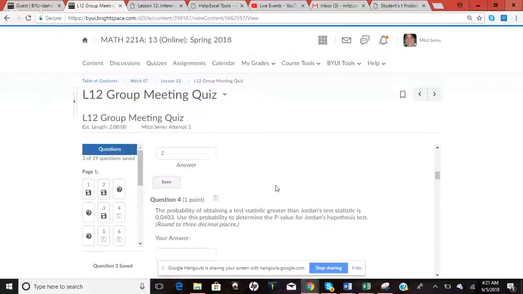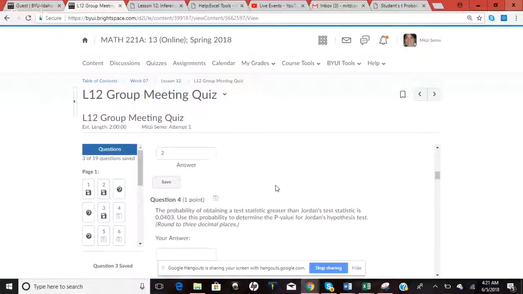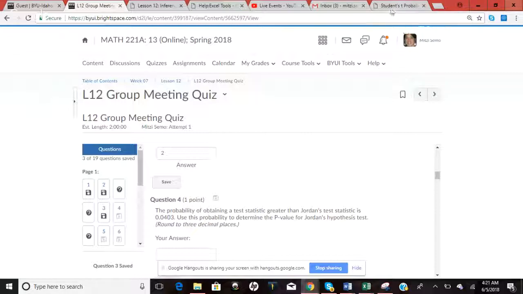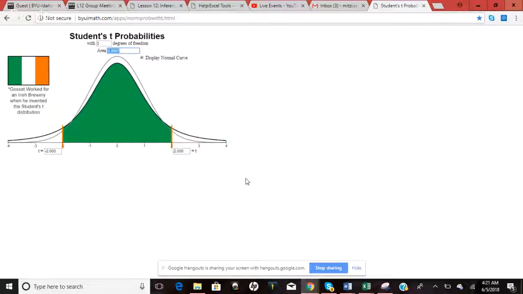So the probability of obtaining a test statistic score greater than Jordan's is 0.043. Times 2. I don't know if that's right. What's this point probability? 0.0806. That's what I have here. So point zero eight one. Wait, say that again. What did you get? 0.081.